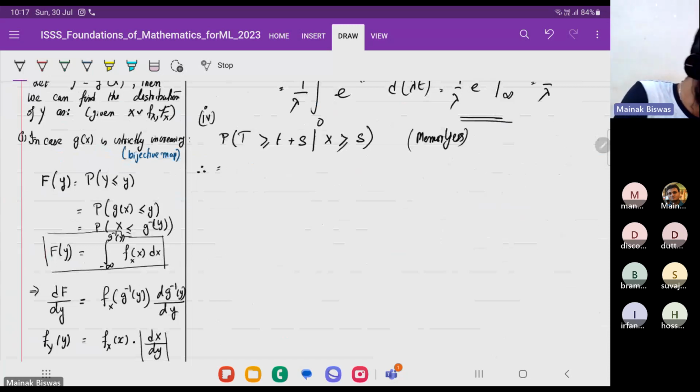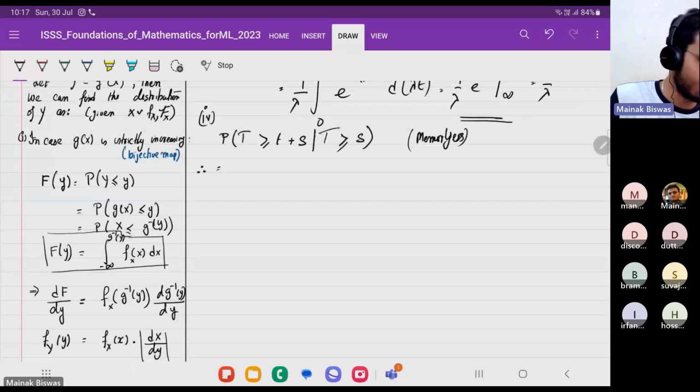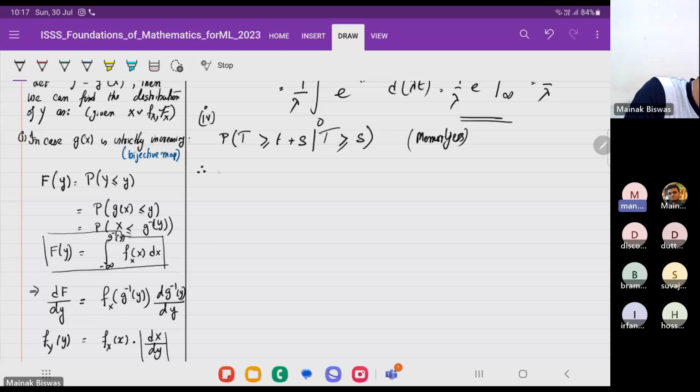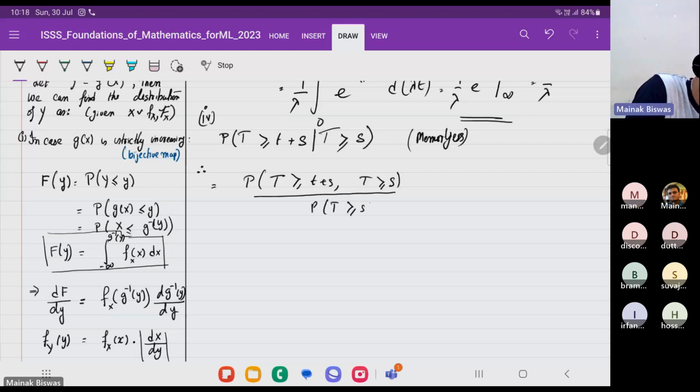Given that t is more than s seconds, what is the probability that t will be more than t plus s seconds? Tell me. What will I use? You can use that conditional probability. Bayes rule. Oh, conditional probability. Okay. T greater than t plus s and T greater than s, you're saying this one, by T greater than s. So you have the intersection of these two sets, right?